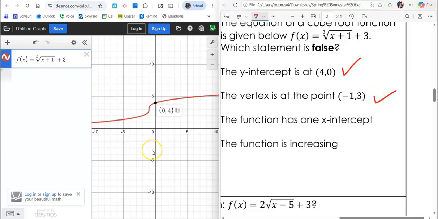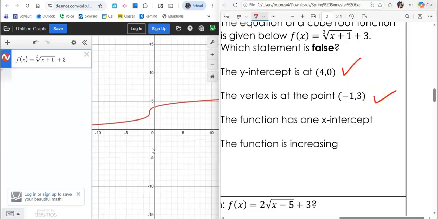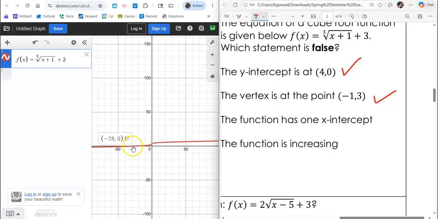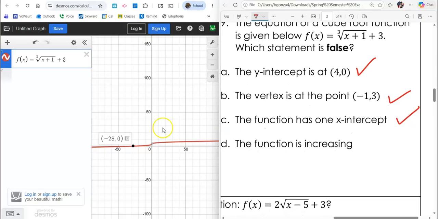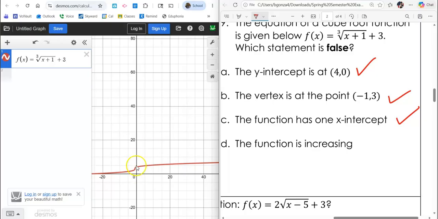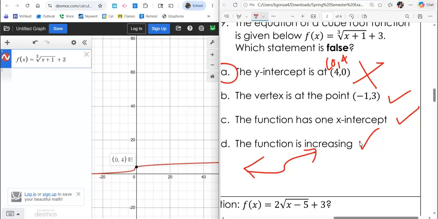Does it have one x-intercept? Well, I don't know if it actually crosses x. Oh, it does, right there. So yep. The function is increasing. Oh, whoops, my bad. This y-intercept is not (4, 0), it's (0, 4). It is going up to the right, increasing. That is increasing, but this one was a no-go. It's not (4, 0), it's (0, 4).